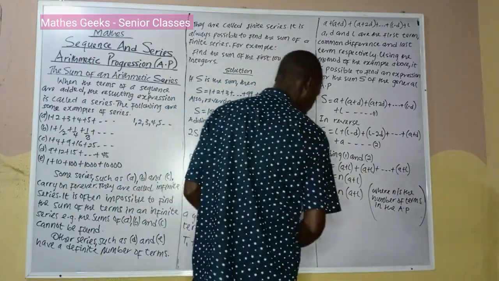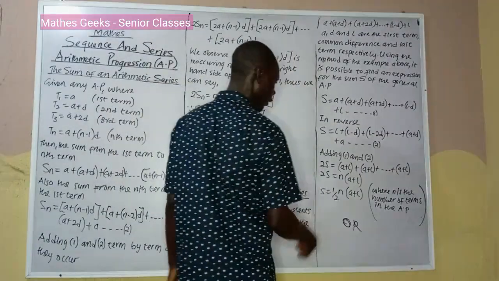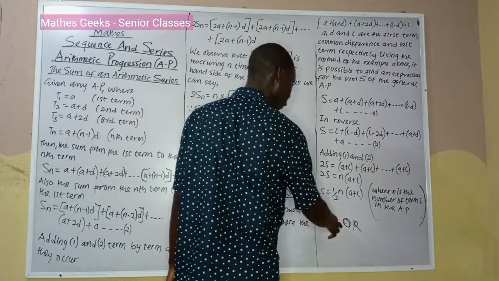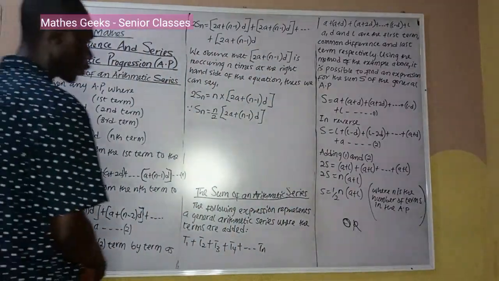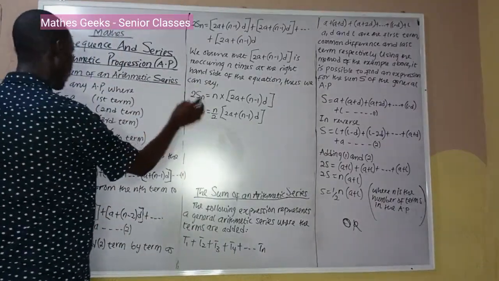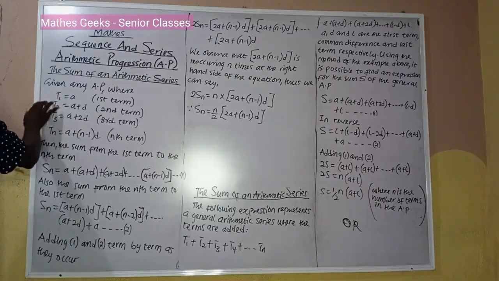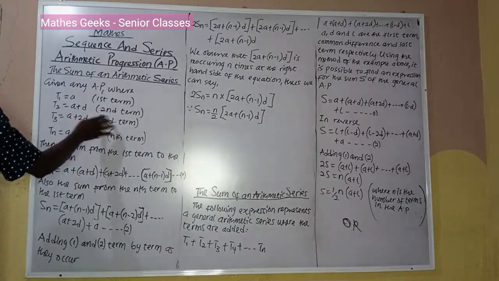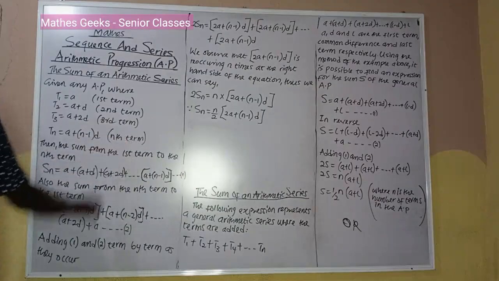Now, this is not the only formula. There's still another formula. So we use this formula when the first term and the last term are given, but we also have another formula that can be used to get the sum of an arithmetic series, and that is this particular formula. And how do we get to this point? So given any AP where T1, which is the first term, is equal to A, T2, the second term, is A plus D, T3, the third term, is A plus 2D, Tn, the nth term, is equal to A plus (n minus 1)D, and that's the nth term.